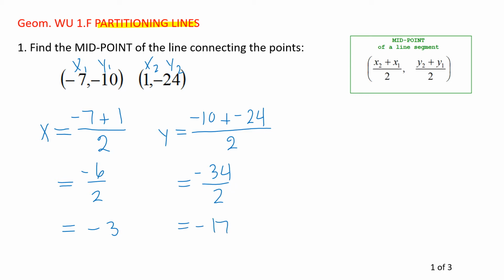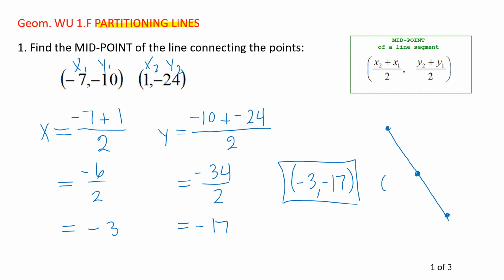The midpoint of the line connecting these 2 points is -3, -17. If you were to think about this, -7, -10 might be right here, and then 1, -24 might be here. And I found this is -3, the midpoint.